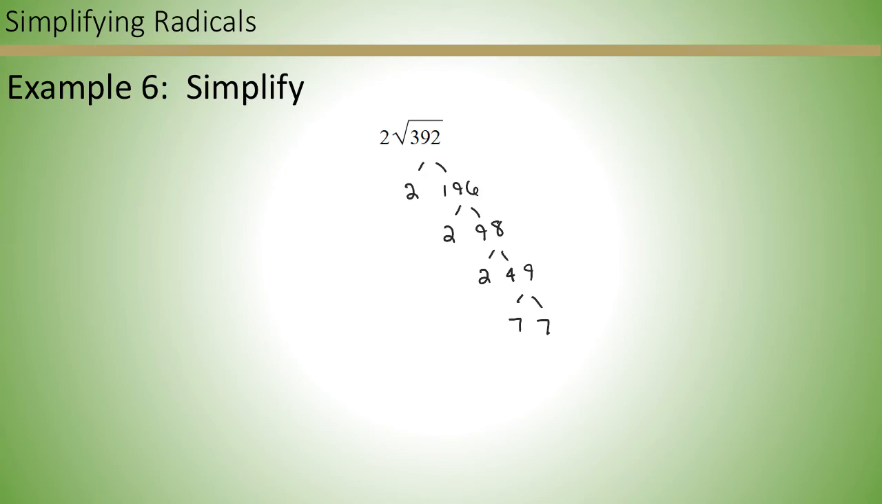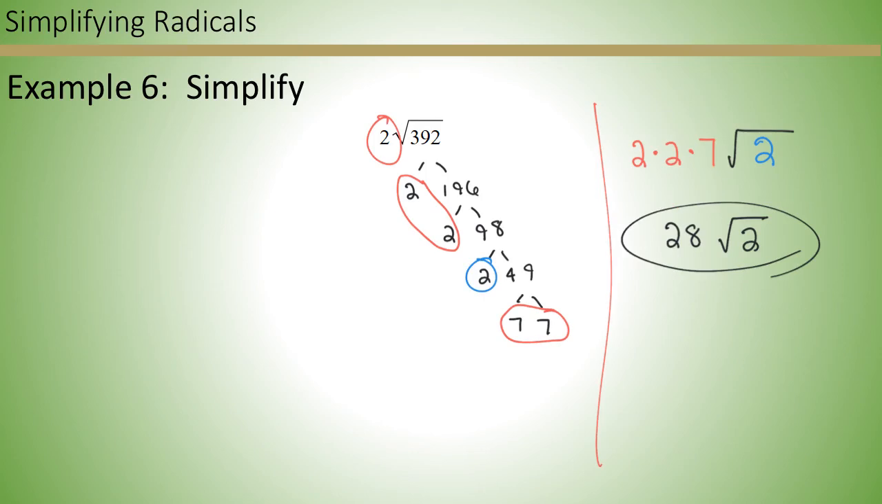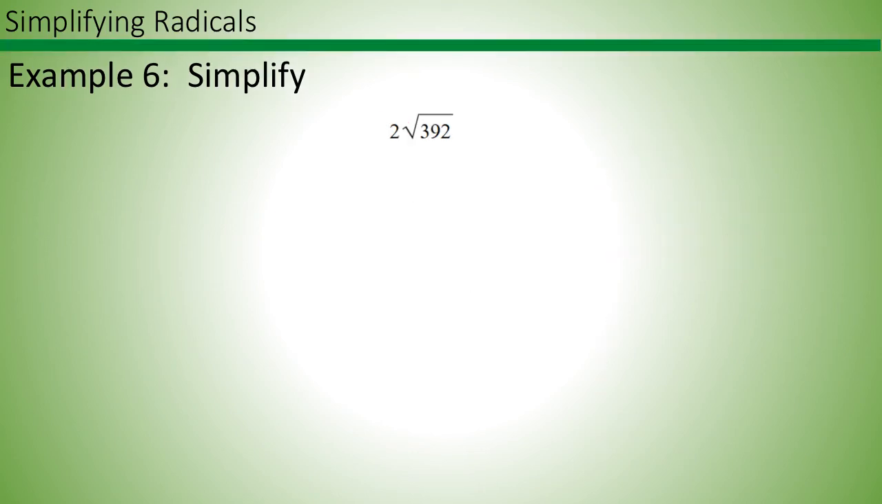Okay, so I have a pair of 2's and a pair of 7's, and this 2 was already on the outside. So on the outside of the radical, we're going to have 2 times 2 times 7. On the inside, we're just going to have this 2 right here. So if I multiply 2 times 2 is 4, 4 times 7, that's going to be 28 on the outside, root 2. So that is our simplest form of this one.